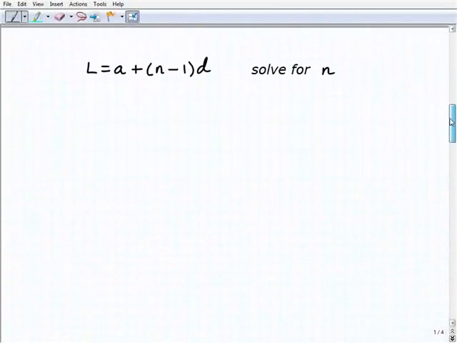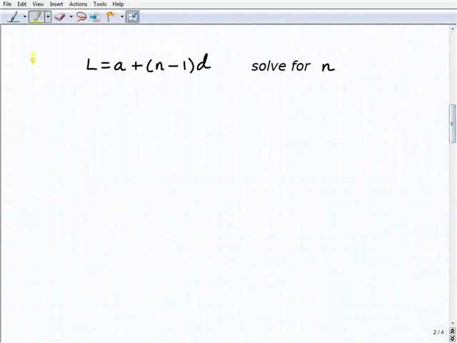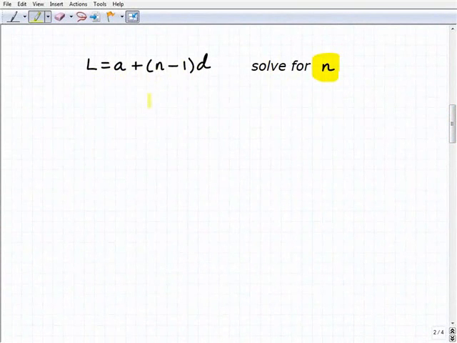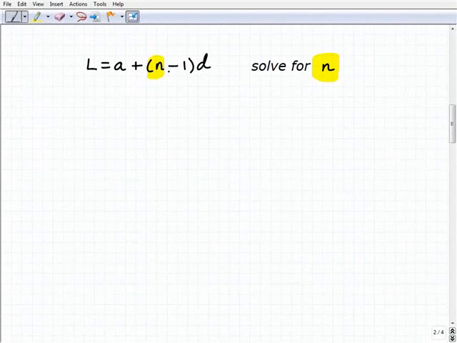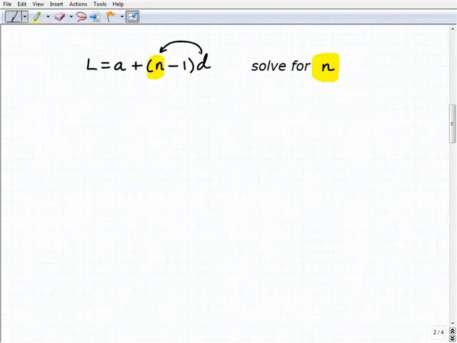Okay, so this one's going to be a little bit more challenging because we're going to have to take some additional steps here. So we're going to solve for n. So L equals a plus n minus 1 times d. So to solve for n, how do I do that? Well, you have to think of this as a multi-step equation because we're going to have to take a few steps here to get to our n. So thinking of this as a multi-step equation, remember the first thing you do is the distributive property. So I'm going to distribute this d to both the n and minus 1.